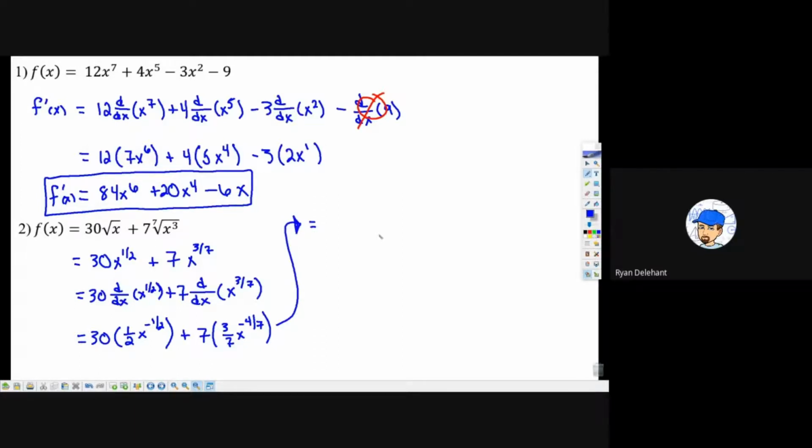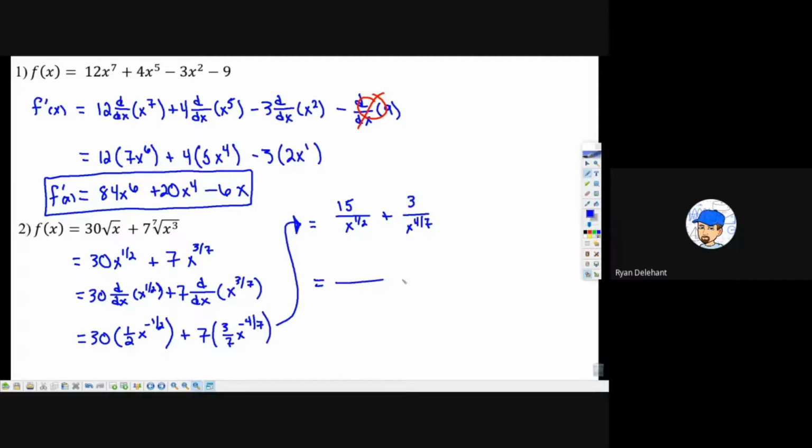So 30 times 1/2 gives us 15. Now we know that this x to the negative 1/2 means this thing's going to be in the bottom. So that's going to simplify to 15 over x to the 1/2. And to that we're going to add 7 over 1 times 3 over 7, which is going to give us 3. Remember, this gets pushed into the denominator to get rid of its negativity now. So that's x to the 4/7.